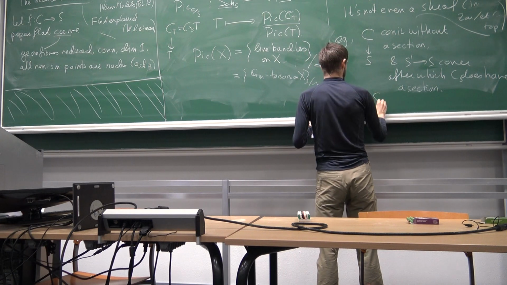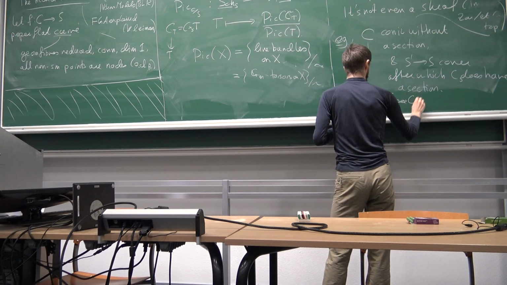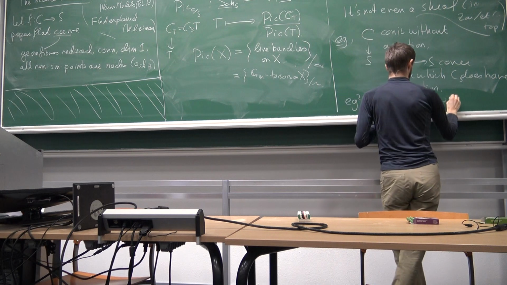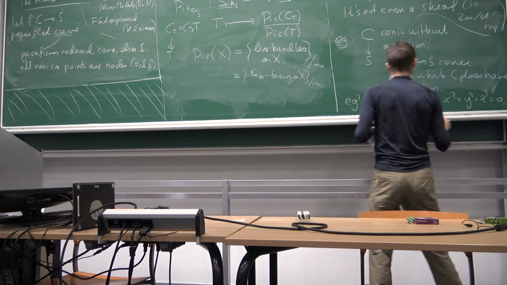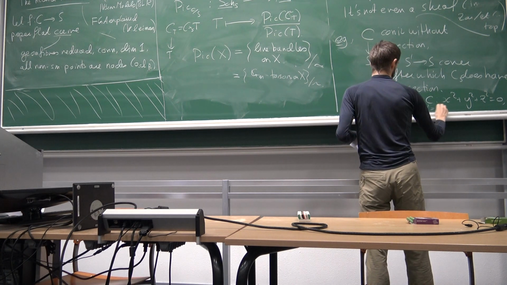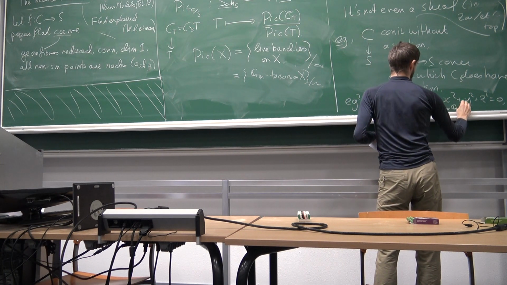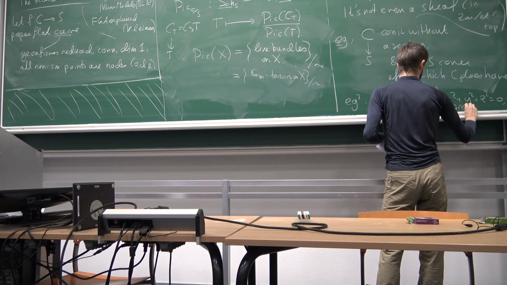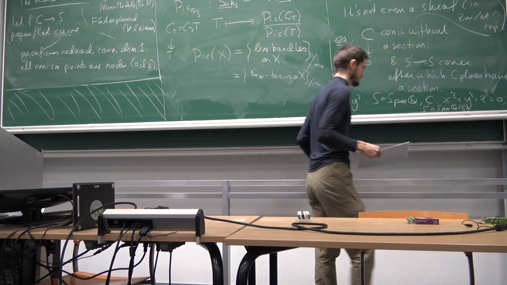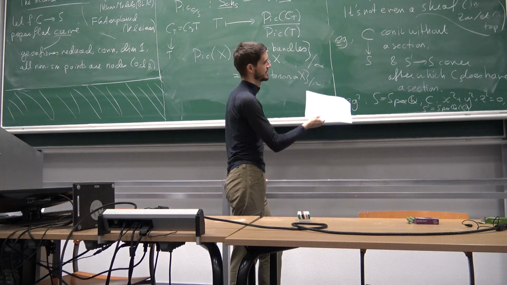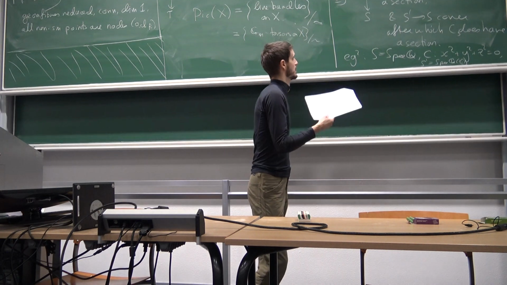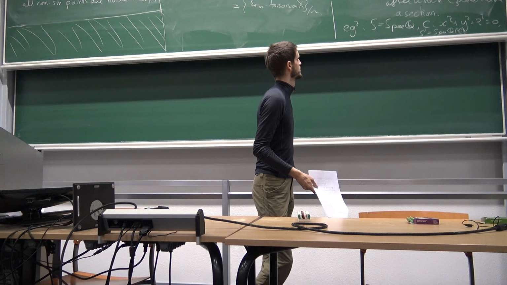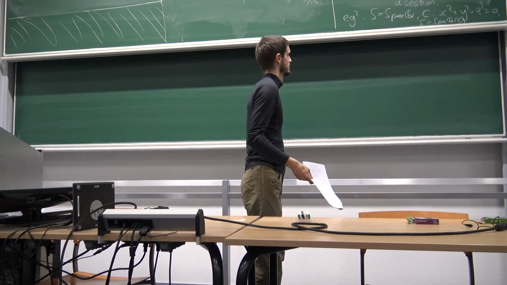So for example, we could take something like S as Spec Q, C to be given by x squared plus y squared plus z squared equals 0, and then S prime is Spec Q adjoin i or something like that. This is an étale version. You can certainly make more general versions or less general versions.